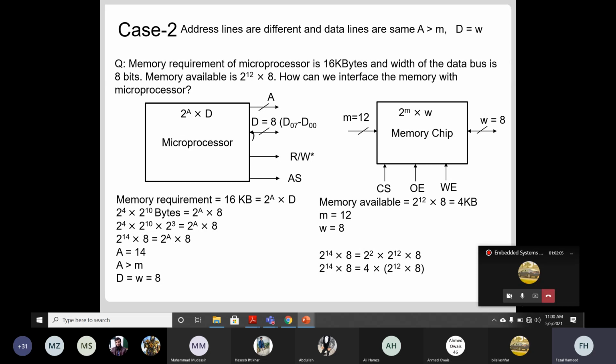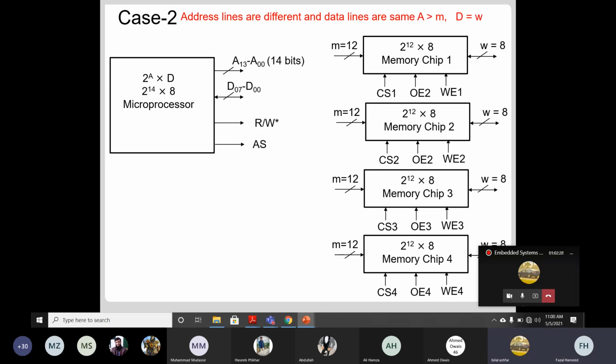You can calculate the size of the memory, calculate the memory requirement of the microprocessor, and then perform a simple divide operation. In the previous example, the memory required was 4 kilobyte and the memory available was 4 kilobyte. So if you divide 4 by 4, it is 1. So you need only one chip. Did you understand? Okay, now.